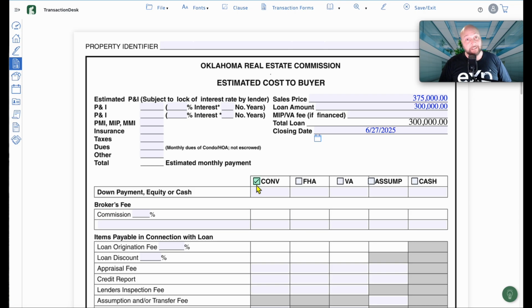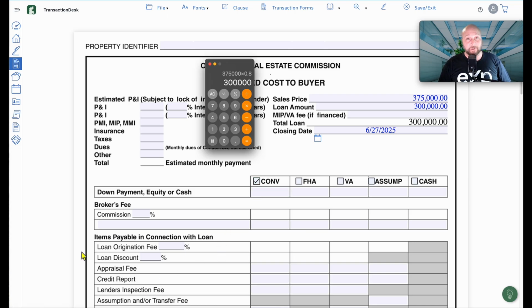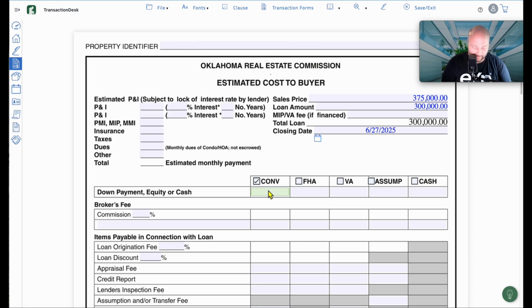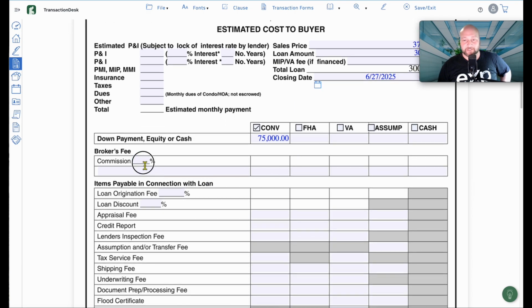Now we're going to go over here and click conventional, and we're going to put 20% right here, because we have an 80% loan. So $375,000 times 0.2, that's 20%: $75,000 right here for the down payment. And then commissions are 3%.